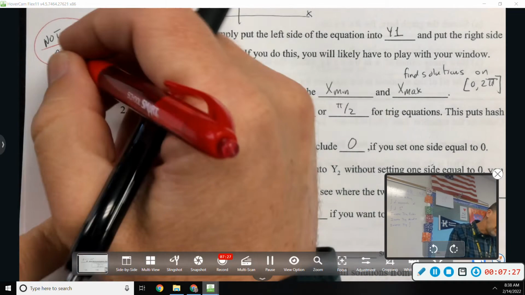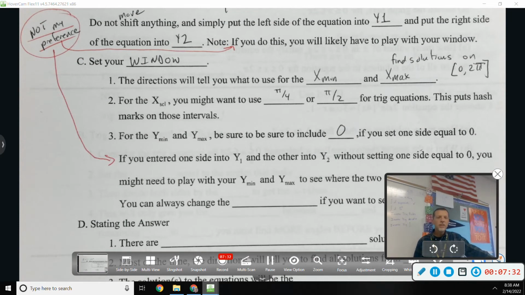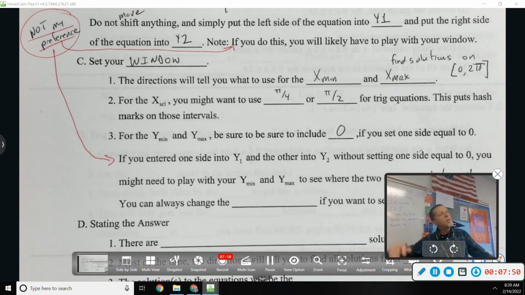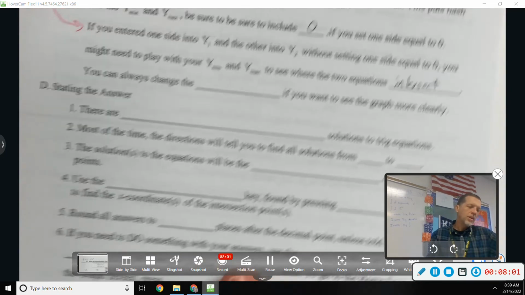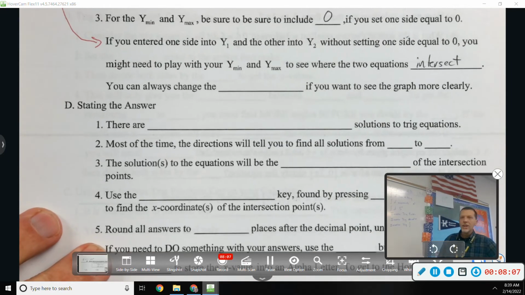Now back to the not my preference thing. Continued why it's not my preference. If you entered one side into y1 and the other side into y2 without setting one side equal to 0, you probably need to play with y min and y max to see where the two equations intersect. Because they may intersect at y equals 5,000 and you've got to go find that. Or y equals negative 300 and you've got to go find it. So it's much easier if you set it equal to 0, because then you're looking for the intersection at 0, and it makes y min and y max a whole lot easier to mess with.